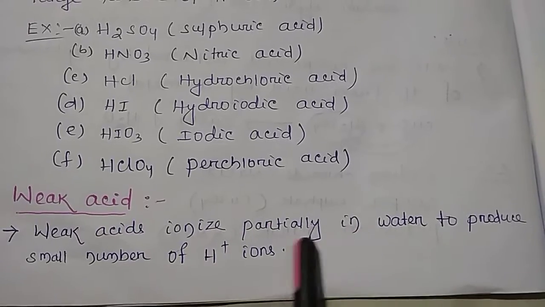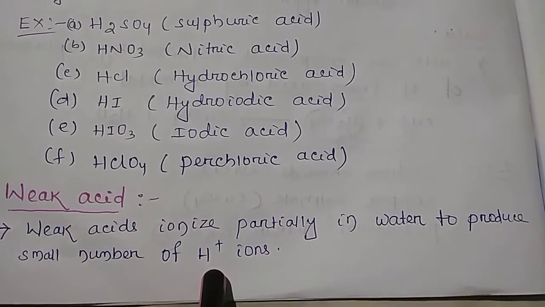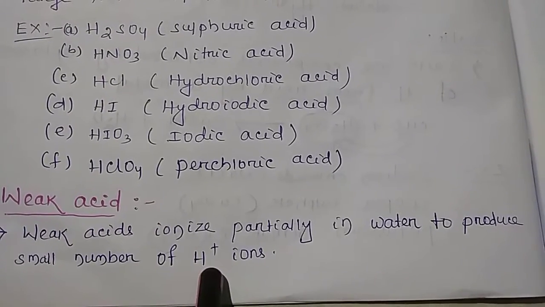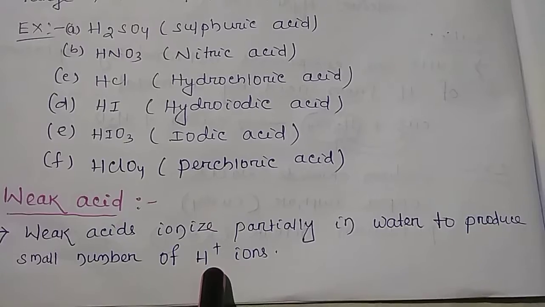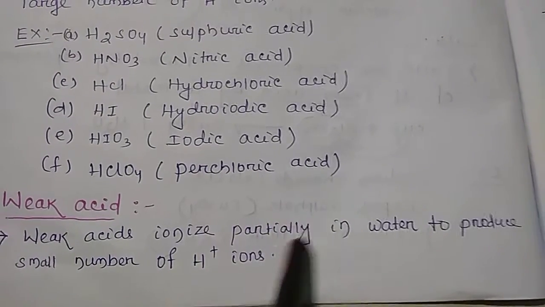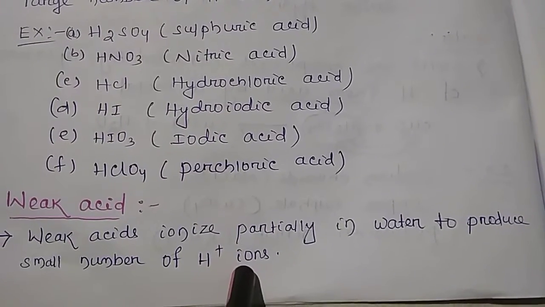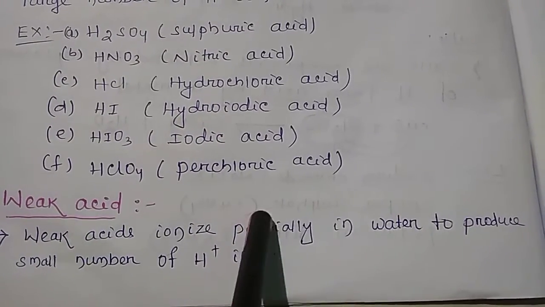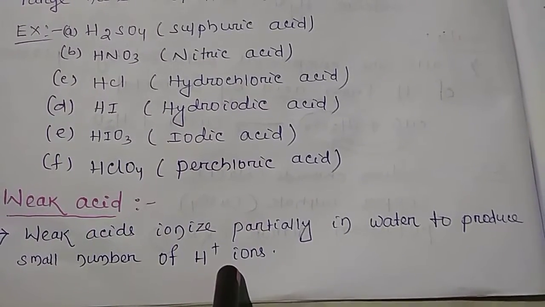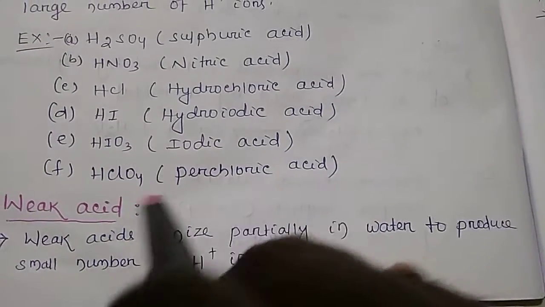If an acid is ionized partially in water, it will produce a small number of hydrogen ions. If there is a small number of hydrogen ions, definitely that acid should be considered a weak acid. If it is fully ionized, then it will produce a large number of hydrogen ions and it will become a strong acid. Here the acid is ionized partially and produces a small number of hydrogen ions. That's why these acids should be considered as weak acids.